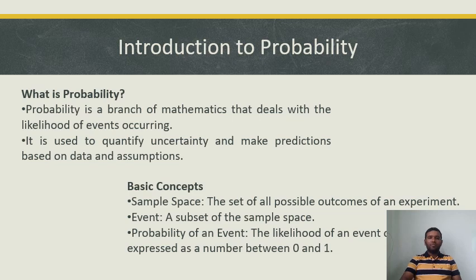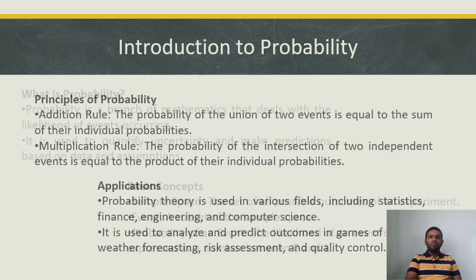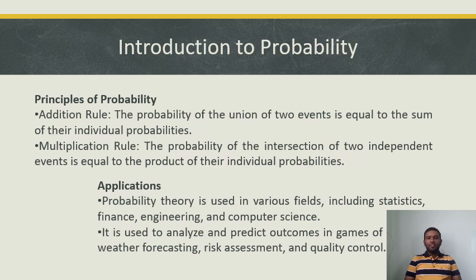So this was about the introduction to the probability theorem. Let us now look at the next slide. The principles of probability: addition rule and multiplication rule. The probability of the union of two events is equal to the sum of their individual probabilities. This is the addition rule.